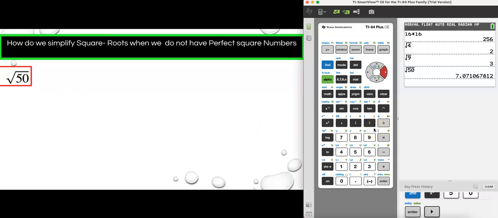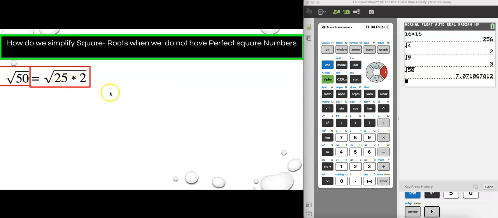When I take the square root of 50, I know that I can rewrite 50 as the square root of 25 times 2. Now these are factors of 50 because they are things that I'm multiplying together. Notice that I could choose any numbers that give me 50, but I specifically chose 25 and 2, because I know that 25 is a perfect square. That's what I want to do: try to find these perfect squares.